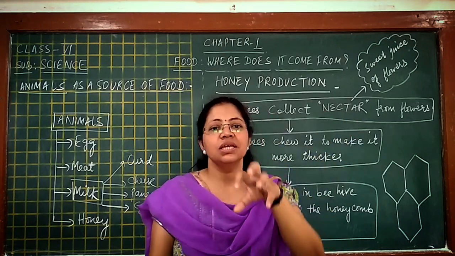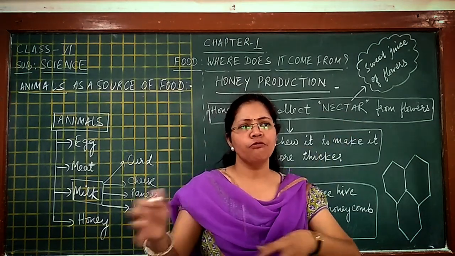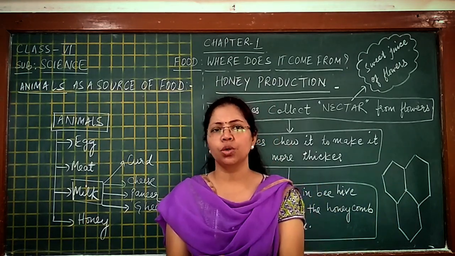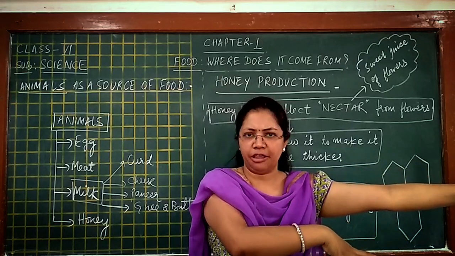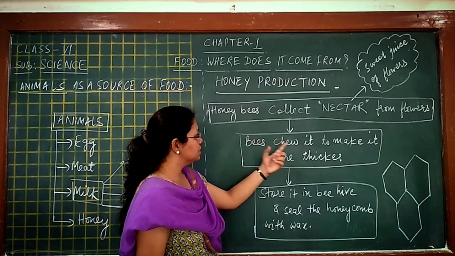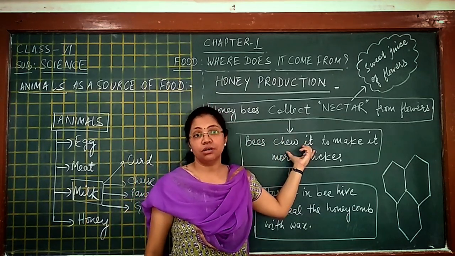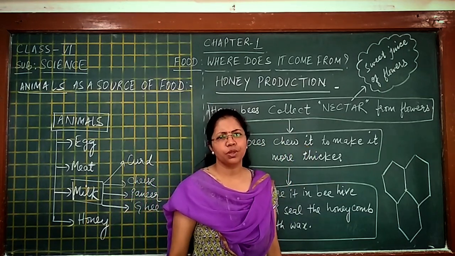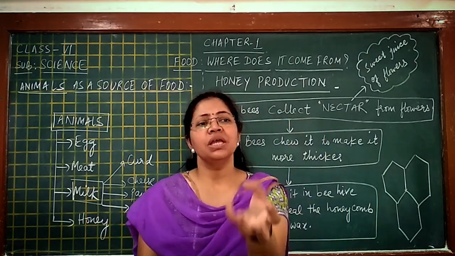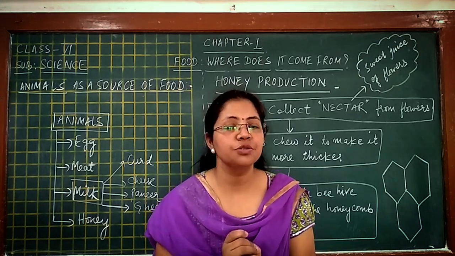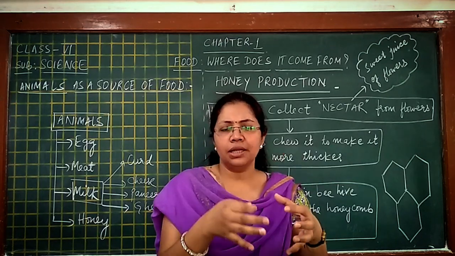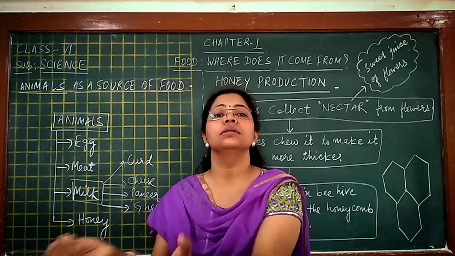So honeybees collect nectar from various flowers, and once they are full up to their maximum load, they move back to their beehive. They come back to their beehive, and then they start chewing this nectar. It's a very interesting process actually. What they do? They start chewing. Say for example, one worker bee is there. It has nectar in its mouth. So it will chew it. It will chew it for a longer time. Then it will be transferred to another bee.